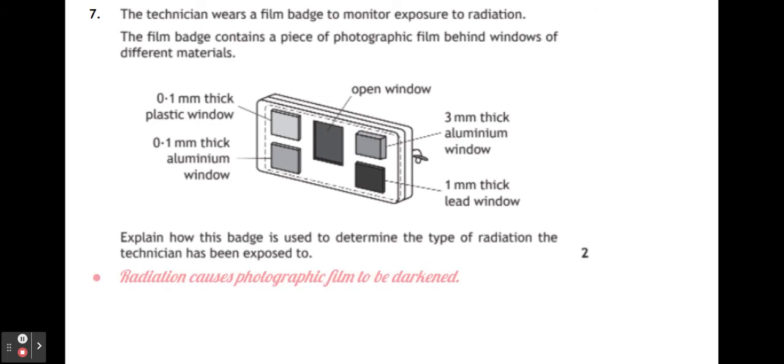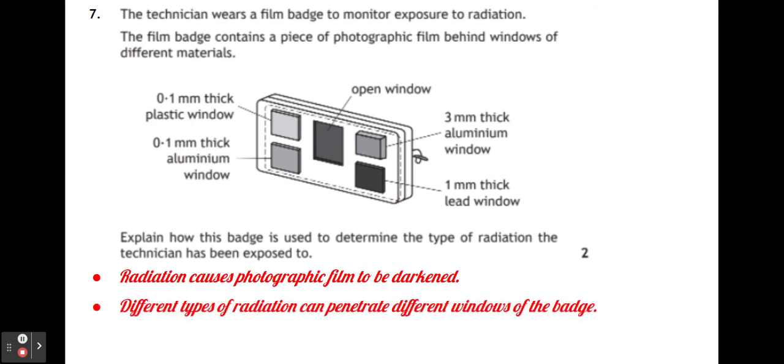So from this we need to understand that radiation will cause photographic film to turn dark. Now, different types of radiation can penetrate different windows of the badge. For example, alpha radiation could pass through the open window but would be absorbed by all of the other windows. So the only black area would be behind the open window. Beta radiation would probably pass somewhat through the plastic window and a little through the thin aluminium window, but not through the thicker aluminium window.